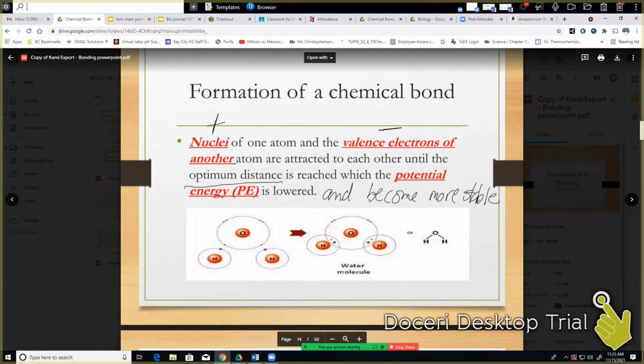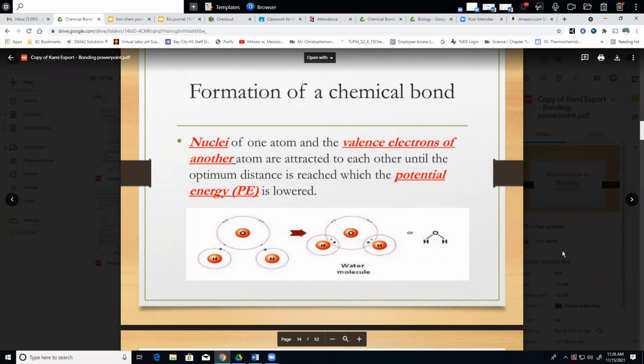And by optimum distance, they have to be close enough where the positive and negative attraction can feel each other, but far enough apart because it's a bunch of electrons and they're going to be repelling each other. So there's like a perfect distance where they're going to be at their lowest potential energy.